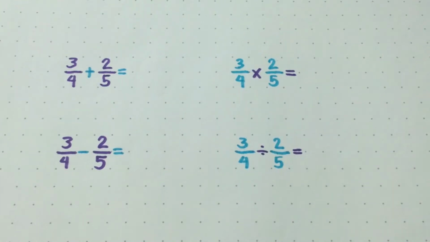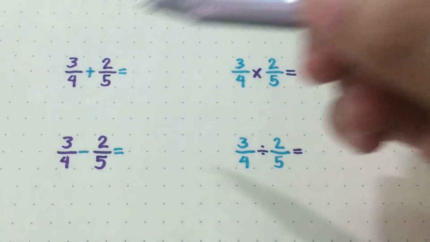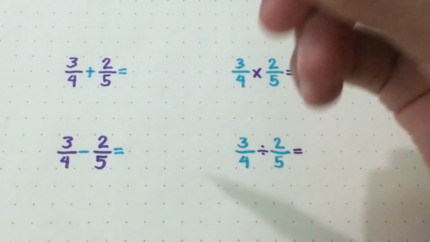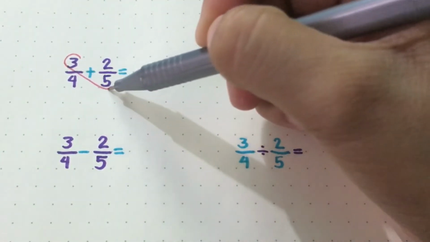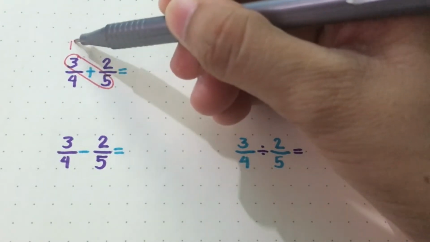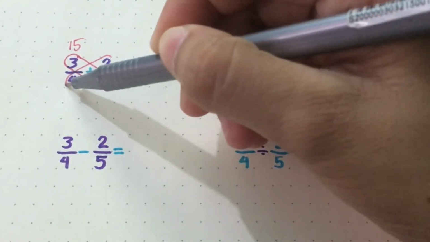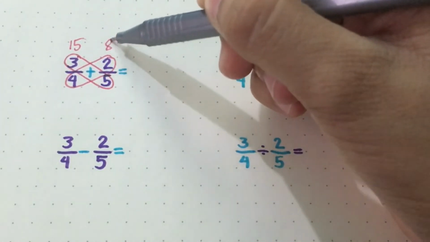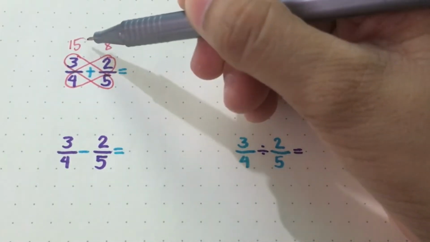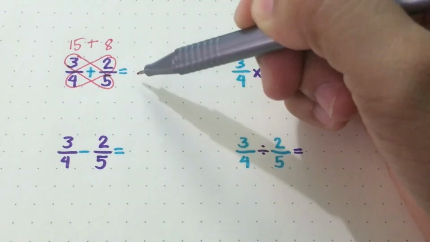Alright, let us have a quick review on operation and fractions. Let's start with addition. So to add these two fractions, you may just cross multiply, like 3 times 5. 3 times 5 is 15. And then 2 times 4 is 8. Then add their products. 15 plus 8, that will be your numerator.